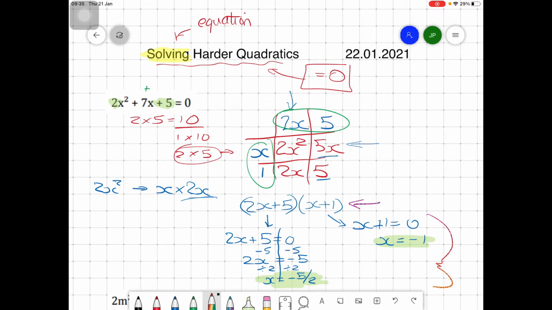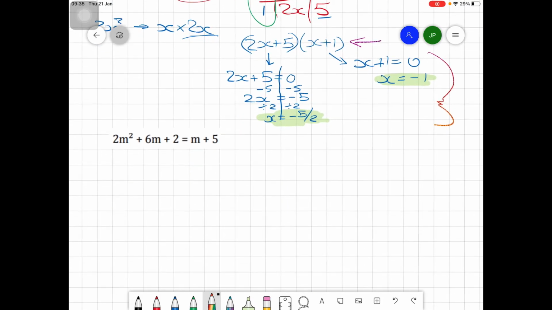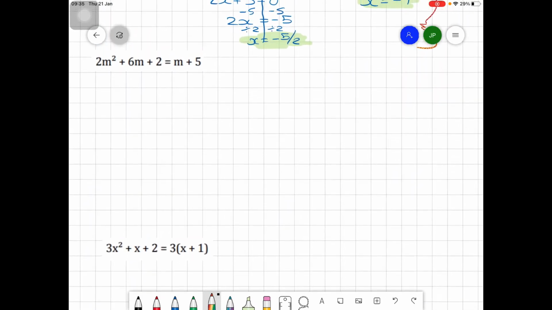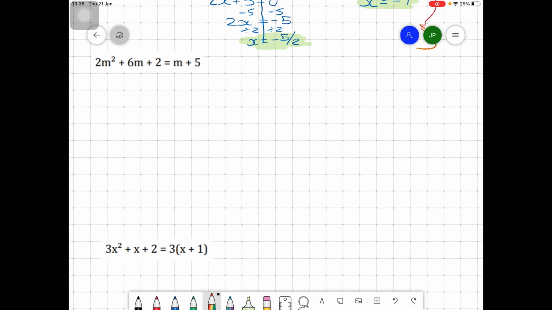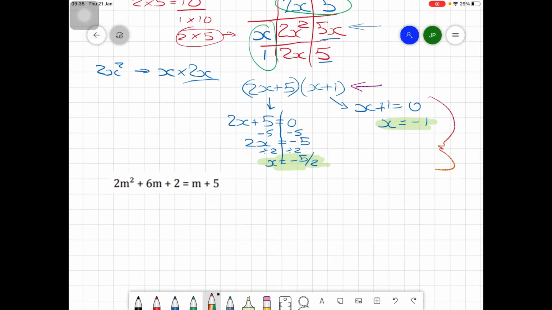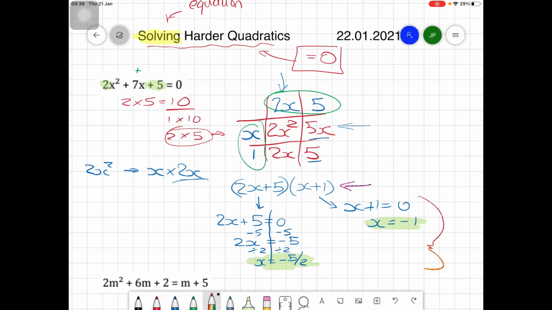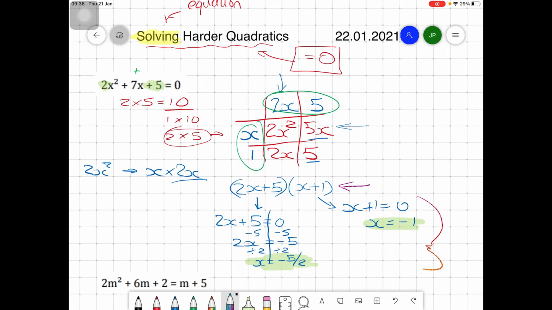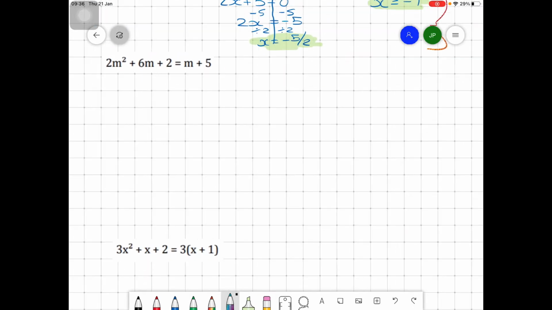Just going to show you a couple more examples. So, 2m squared plus 6m plus 2 equals m plus 5. Now, if we remember back to the top, one of the key things we needed was it had to be equal to 0. Now, this quadratic, currently this equation is not equal to 0.